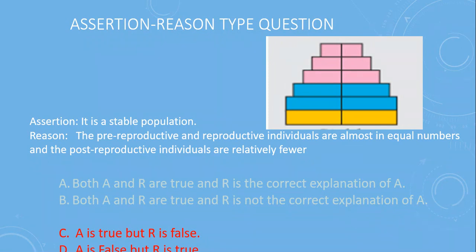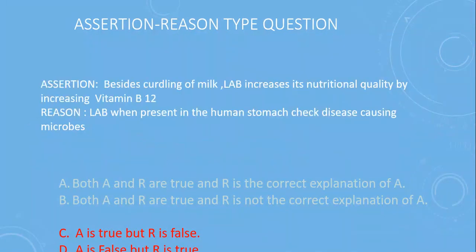Now whether it is A, how do you confirm that? Try to see whether the reason is an explanation for the assertion. So how do you do that? Let's try reading it this way. Assertion statement, it is a stable population because the pre-reproductive and reproductive individuals are almost equal in numbers. Does it make sense? Does the reason seem to be an explanation of A? Then go with A. That is option A. If you read "because" and you don't see any sense in that statement, then B, the reason is not the explanation for A.